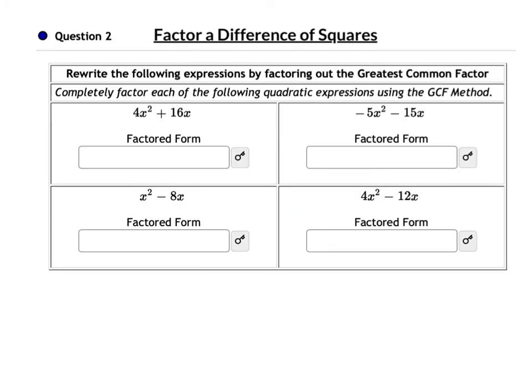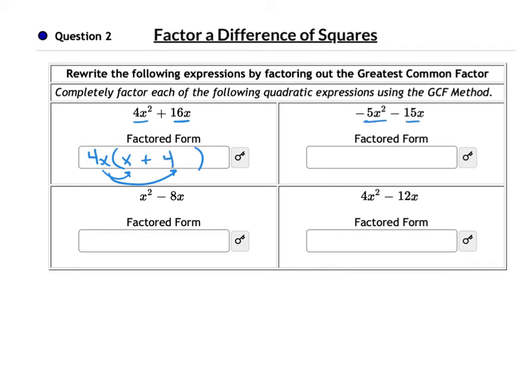Here we have some more GCF. Find the greatest common factor of 4x squared and 16x. Both are divisible by 4 and both have an x. 4x times the first spot makes 4x squared. We need one more x to make x squared. Plus 4x times something makes 16x. That would be a 4.